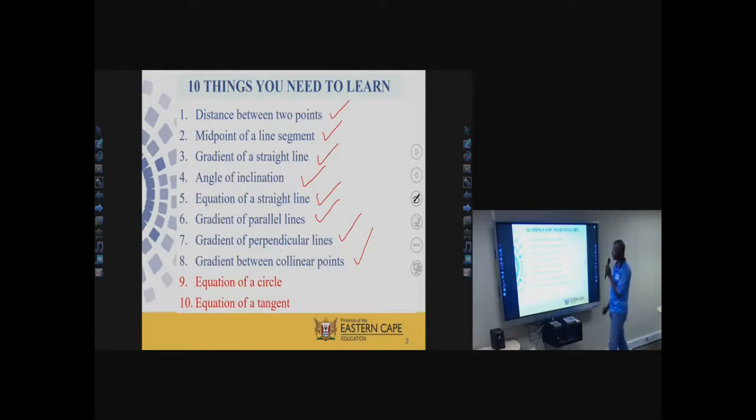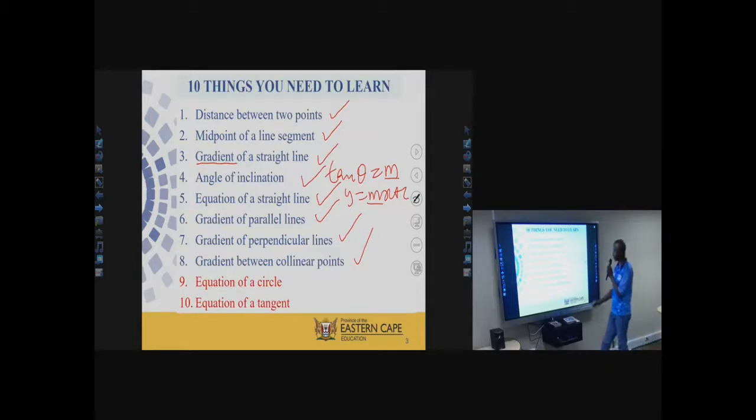The interesting thing is that from number 3, there is gradient. You calculate the gradient. Number 4, you find the angle of inclination. And we said to find the angle of inclination, tan theta is equal to m, and m stands for the gradient. Then number 5, you find the equation of a line. And when you find the equation of a line, which by the way is in the form y = mx + c, that m is the gradient.